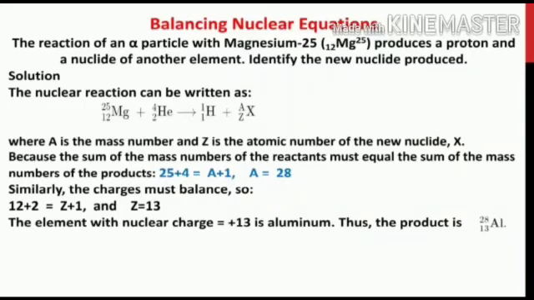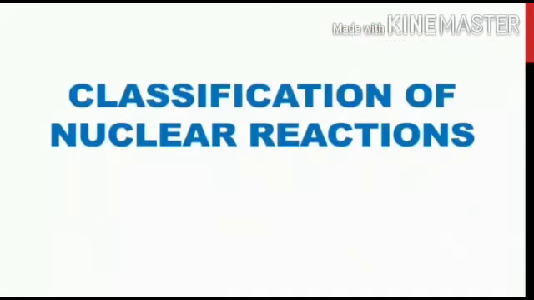So 12 plus 2 is equal to Z plus 1. Z is the atomic number of the new nuclide, which is unknown, and 1 is the atomic number of protium. When we simplify, we get Z is equal to 13. So the element with nuclear charge +13 and mass number 28 is the product, aluminium. Aluminium-28-13.